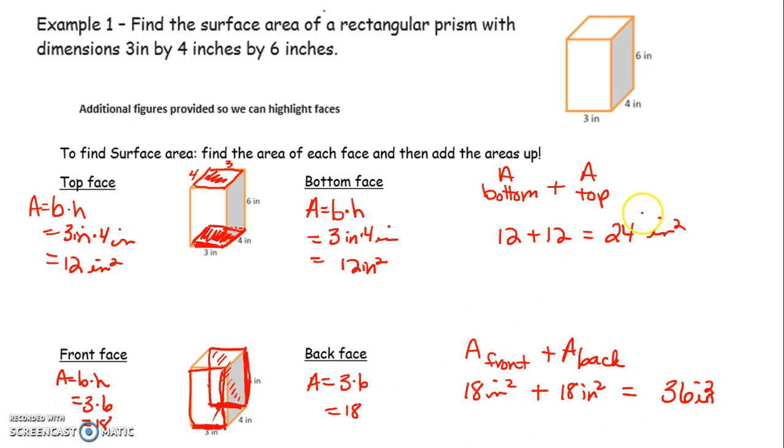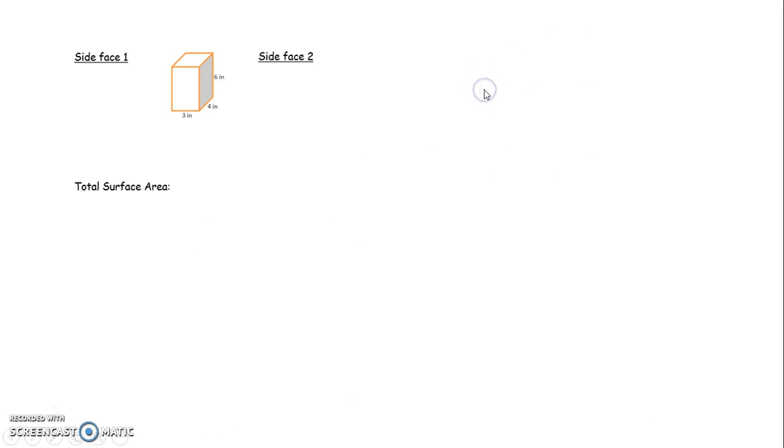All right, so now I know my top and bottom face, my front and back face. So on the next slide, I'm going to have to worry about each of the side faces. Let's go ahead and take a look. I'm just going to remind myself that the top and bottom was a total of 24 square inches, and the front and back was a total of 36 square inches. Now let's find the side faces.